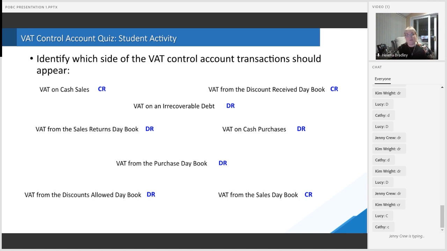To be honest, I'm really impressed with that. You clearly know your stuff on the VAT control account, so I don't envisage you'll have any issues with that at all. And guys, that kind of concludes the VAT control. And again, it is new content, so I'm not expecting you to be 100% comfortable with it. But are there any pressing questions before I move on?